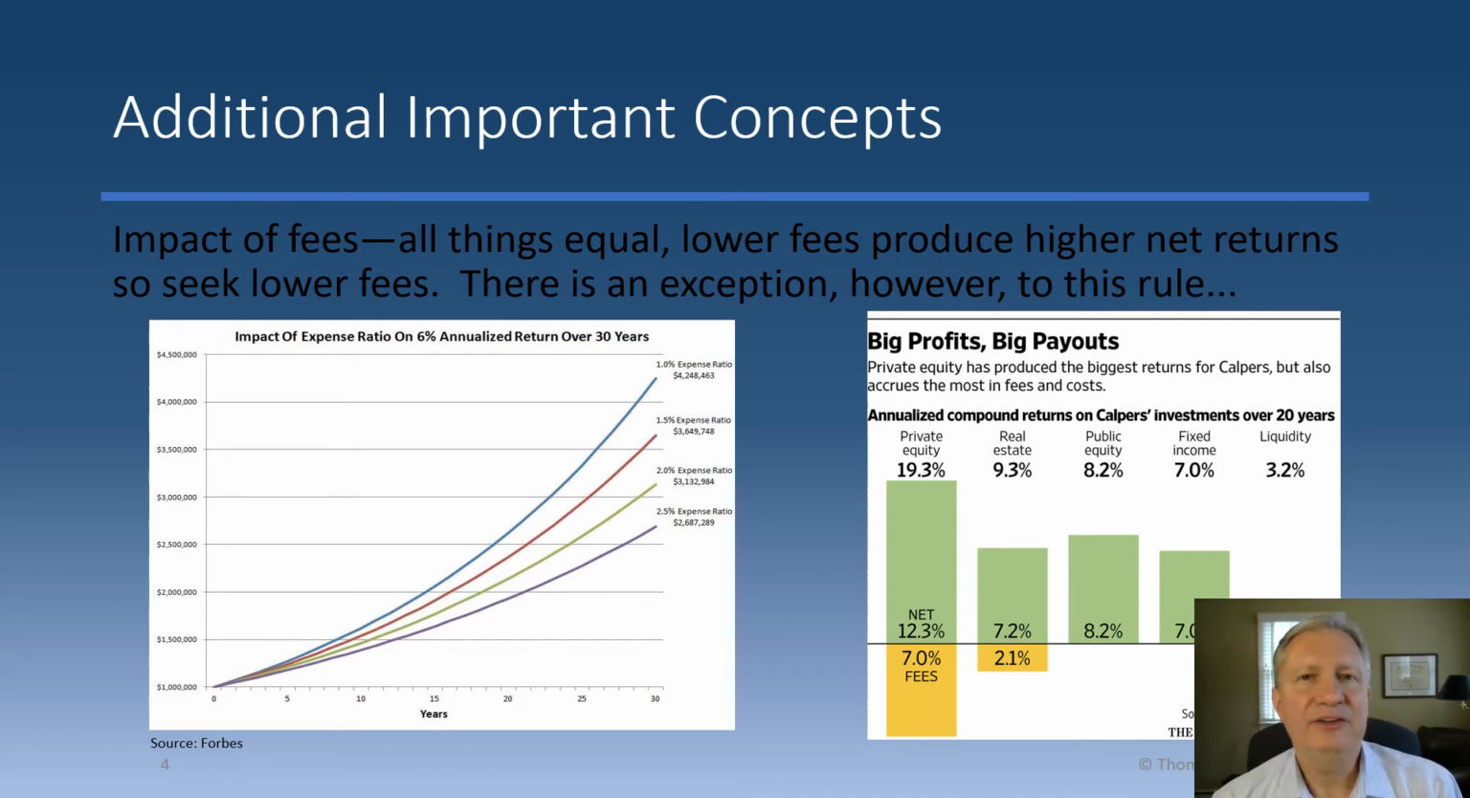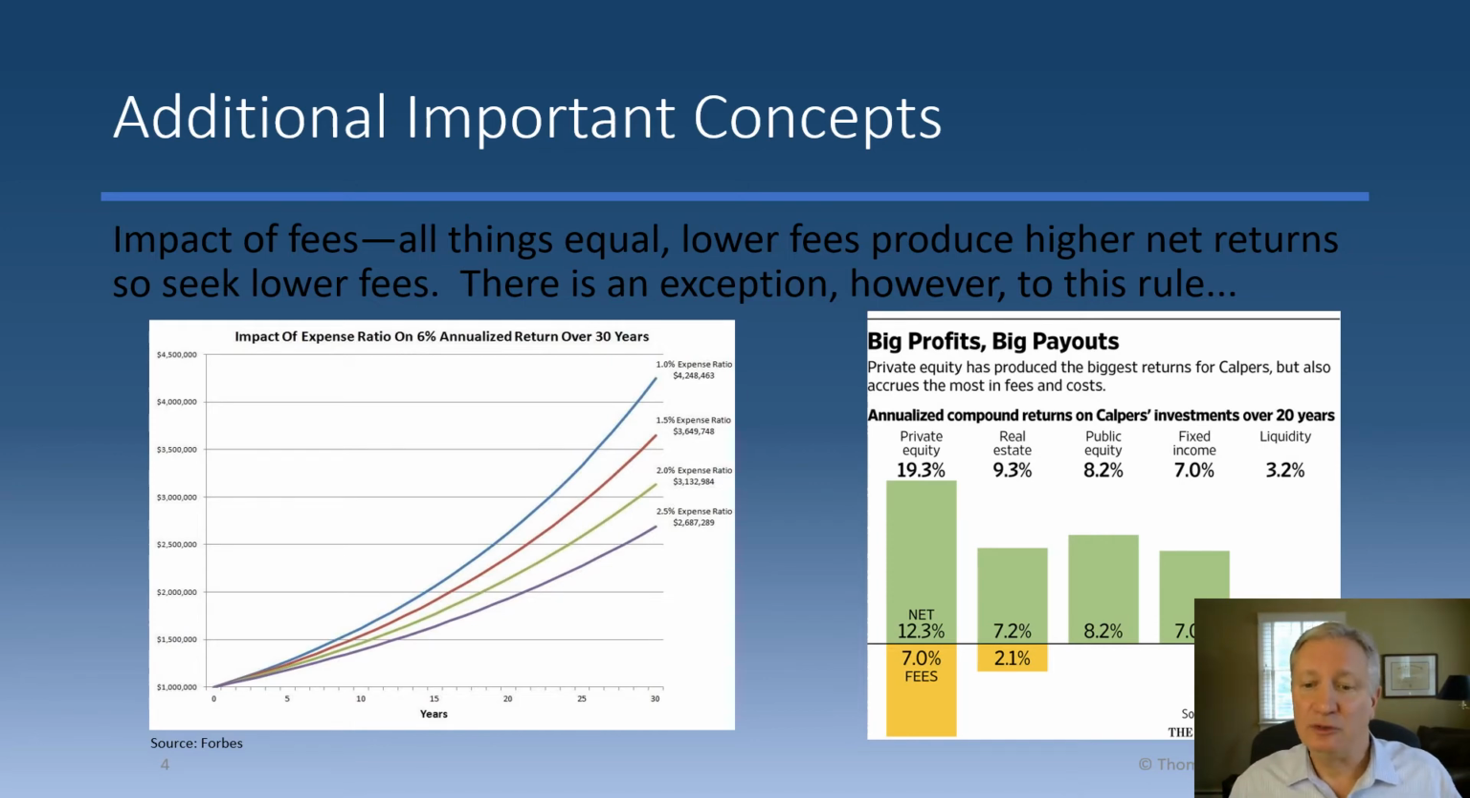There is one exception, however. Notice in the chart to the right that private equity in this example produced a gross return of 19.3%, but with fees of 7%, the net return was 12.3%. By comparison, a fixed income portfolio, this is 4 bars to the right, produced a 7% return but had negligible fees. Nevertheless, the private equity portfolio, even after 7% fees, returned 12.3% net. That's better. The net return is what counts.